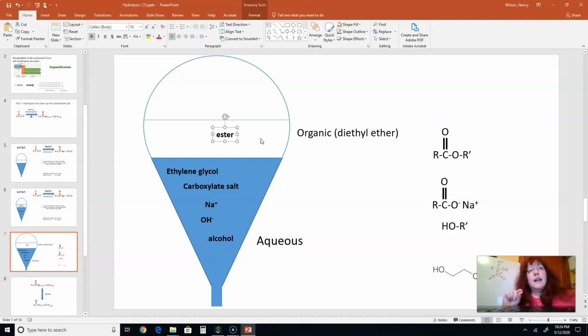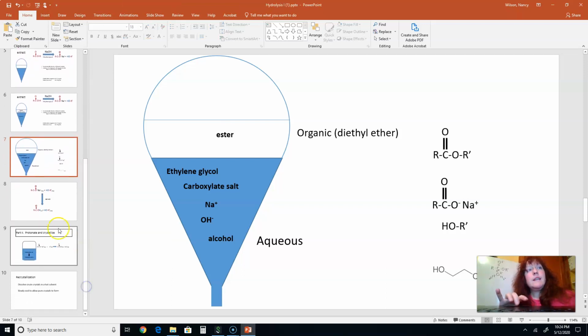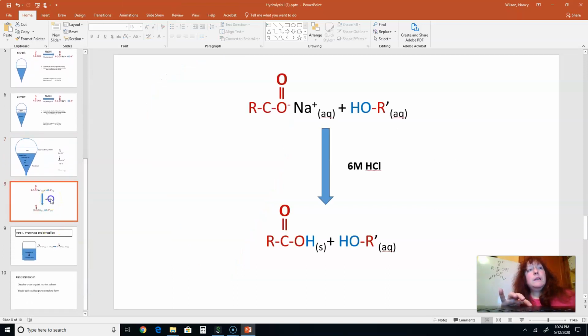So at this step, okay, we've gotten this whole stew of stuff after the end of the reaction. We've pulled out the unreacted ester, and we want to do some further cleaning. So you would be pulling out the dissolved carboxylate salt, and now we're going to turn it into the carboxylic acid by adding a large excess of 6 molar hydrochloric acid.